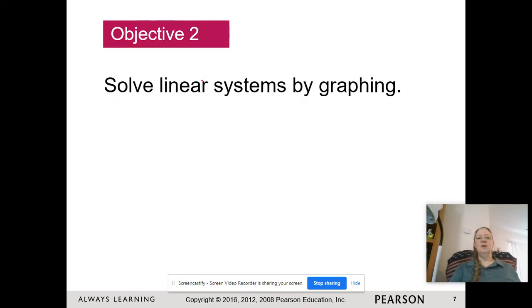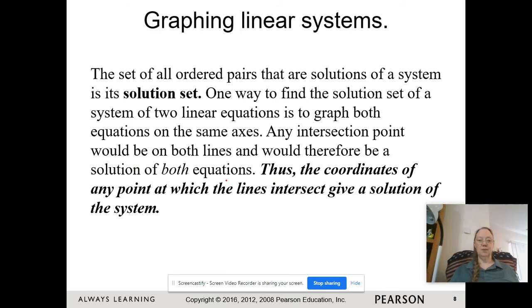All right. Now, if we're trying to figure out where two lines cross, the most visible way of doing that is to draw a graph. So we're going to graph our first equation, we're going to graph our second equation, and we're going to figure out where the two lines cross, and that will be our solution. The set of all ordered pairs that are solutions of a system is a solution set.